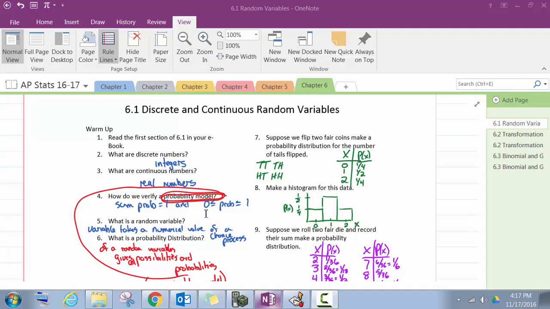How do we verify a probability model? The sum of the probabilities has to be equal to 1, and the probabilities all have to be between 0 and 1 inclusive. They could be 0, they could be 1.